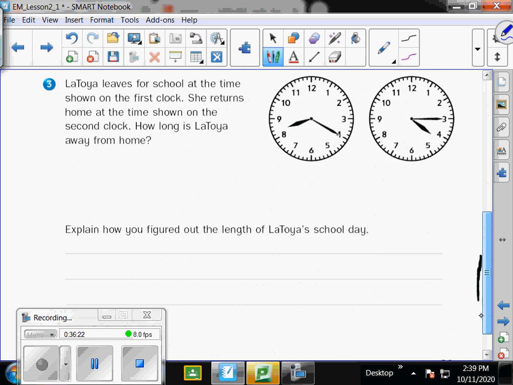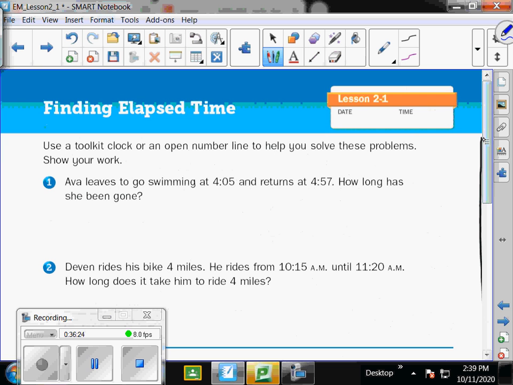Okay, so now the next thing that we're going to work on, and this is just review, is finding elapsed time. We worked on elapsed time in Unit 1. So this workbook page is just a review page, which is really important because we don't want to forget how to do elapsed time. We're going to be using it all through the rest of the year and all through the rest of your life. So taking time to review every once in a while is really a good thing.